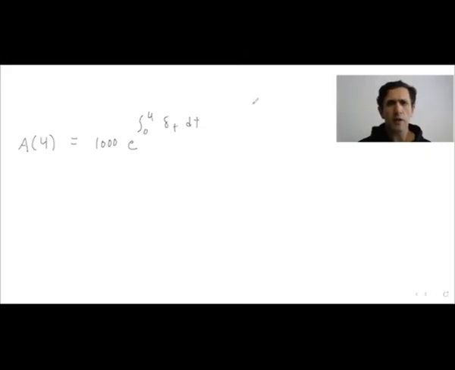All right, so let's get this integral here. Again, just to make this much less messy, and so I don't have to write 1,000 e to the whole thing at each step.